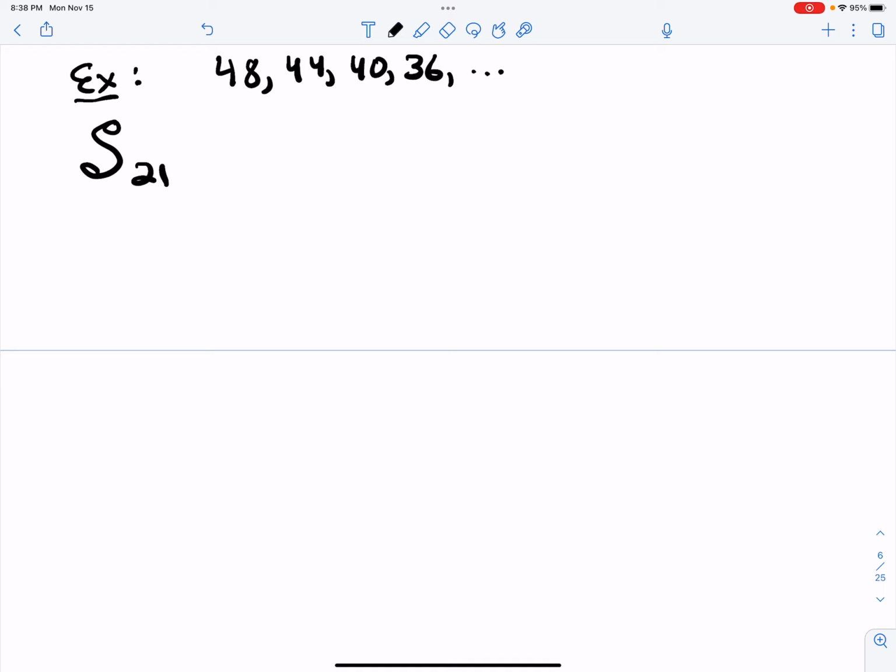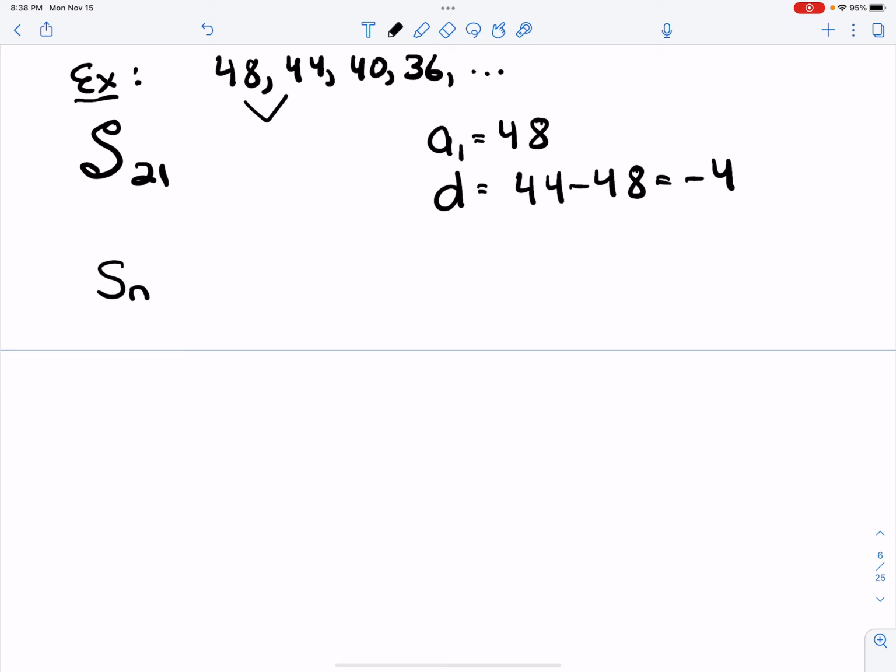That sounds like a lot of work. But we know a sub 1 in this case. We know it's 48. We can also find the common difference very quickly. We can take 44 minus 48 and get negative 4. So we know those two pieces of information, and that lets us use this handy formula.